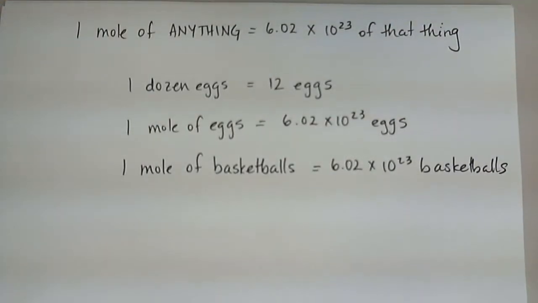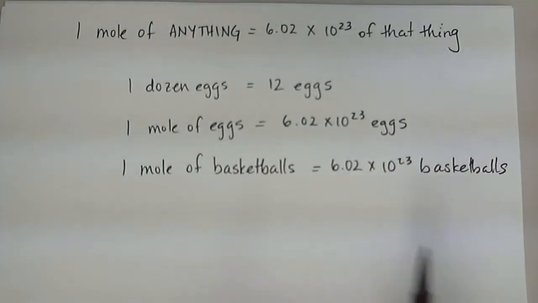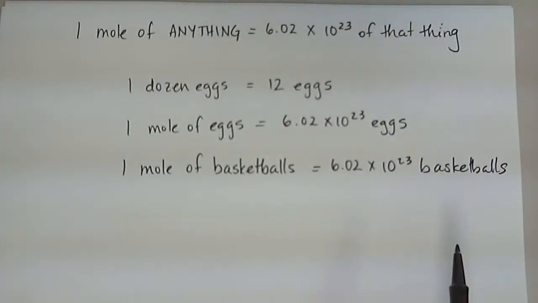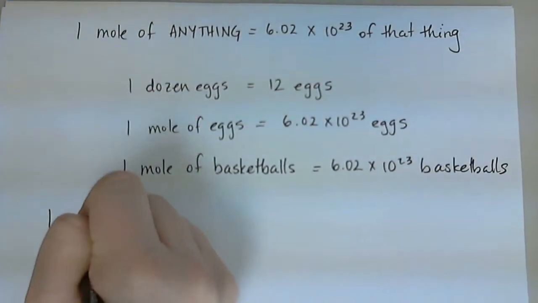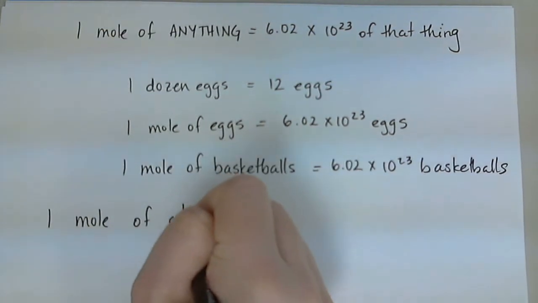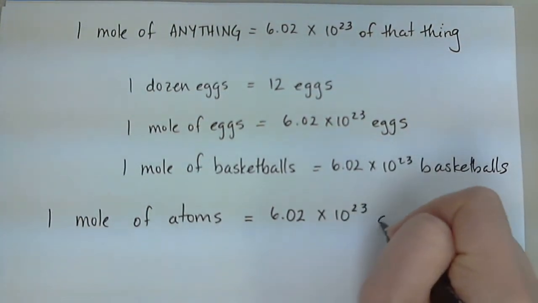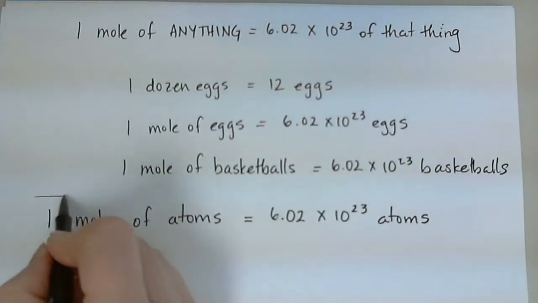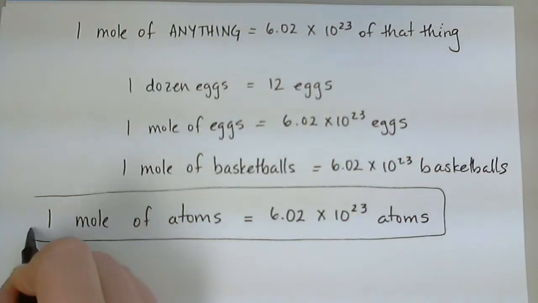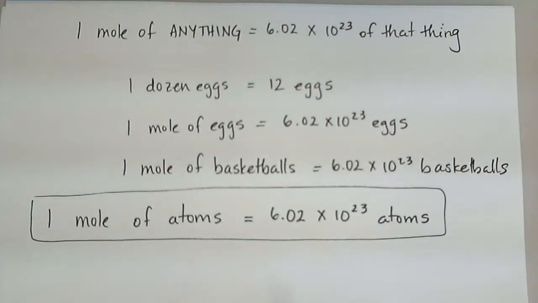Now in chemistry, the reason the mole is so important, and really the whole point of this, is that because the mole accounts for such a large number of objects, it's what we use to count atoms. So the way that we will most often talk about a mole is to say that 1 mole of atoms equals 6.02 times 10 to the 23rd atoms. Okay? 1 mole of atoms equals 6.02 times 10 to the 23rd atoms. So essentially, the mole allows us to convert back and forth between moles and atoms.